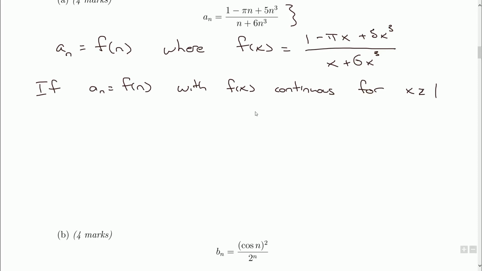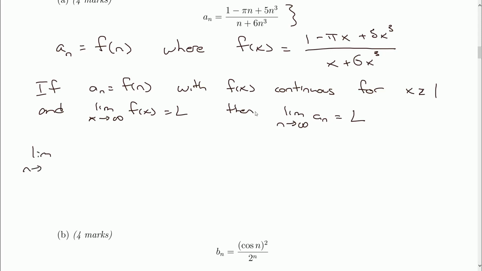Alright, so if I can write my a_n's like this, and not every sequence that you encounter can be written like this, but if I can write the a_n's like this, and the limit of this function is, let's call it L, so suppose the limit does exist, then it turns out the limit of the a_n's exists, and I would absolutely write this down. It shows that I understand the theory behind what I'm about to do. So it turns out that the limit of these a_n's is going to be exactly the limit of these f of x's as x tends to infinity.